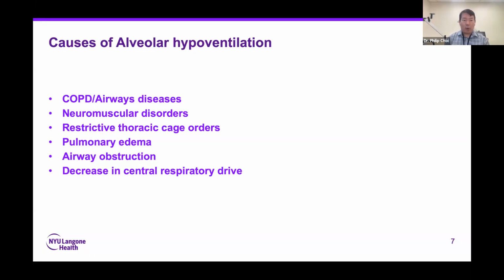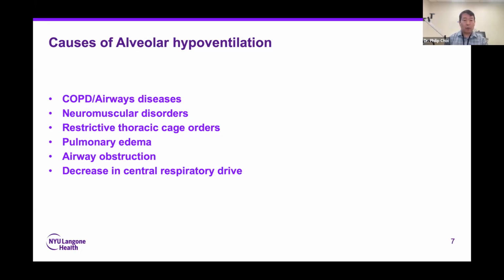So COPD and airways diseases, I think that's a pretty known common cause. You have your hypercapnic COPD patients in the hospital who end up getting started on some sort of mechanical ventilation. I deal with a lot of neuromuscular disorders, including rapidly progressive neuromuscular disorders like ALS. One of the conditions that I never really thought about too much as I was going through my training were just restrictive thoracic cage disorders. So this can be from kyphoscoliosis. So if you have someone with really bad kyphoscoliosis, that can actually lead to pretty severe hypercapnia over time.